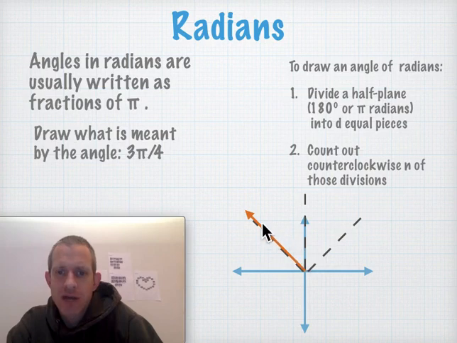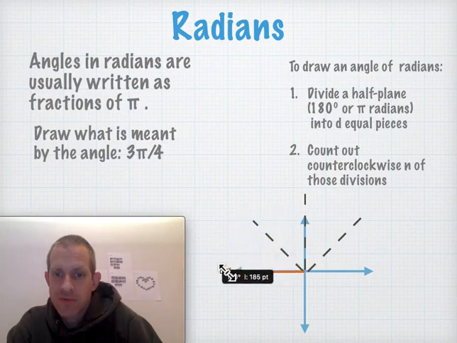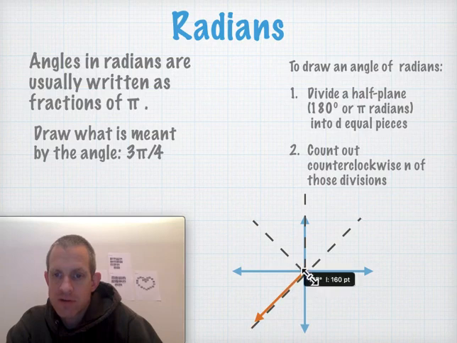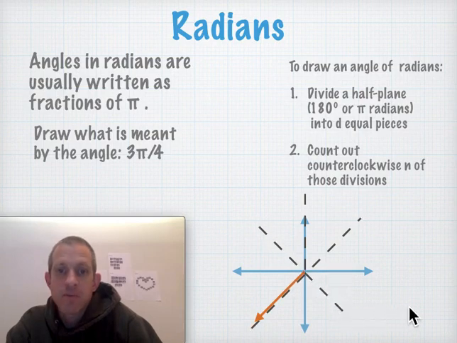Sometimes you might have to go beyond 3 pi fourths. If I had, say, 5 pi fourths, then I would continue to rotate around. Here's 4 pi fourths, and then 5 pi fourths would be down here. And if you needed to extend these guidelines into the opposite quadrant, you could totally do that, right? So that's how you can draw angles in radians.